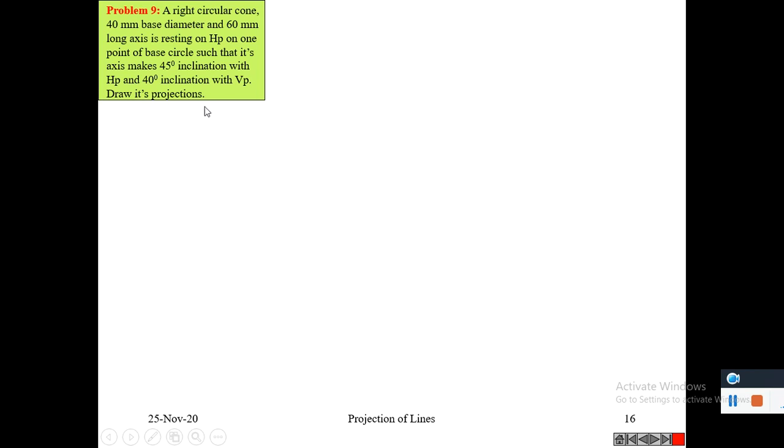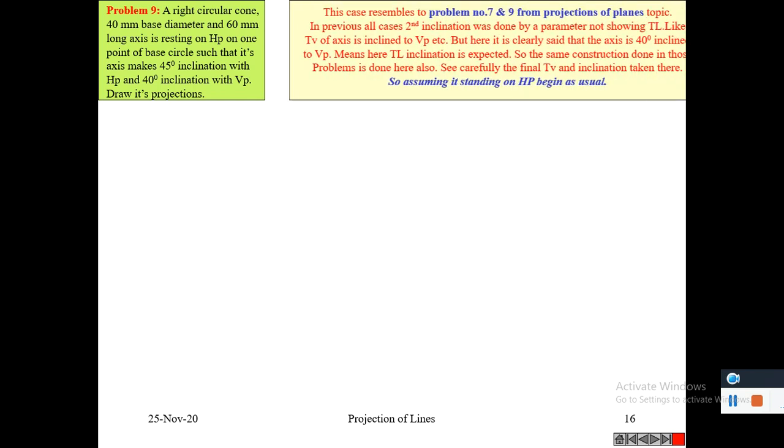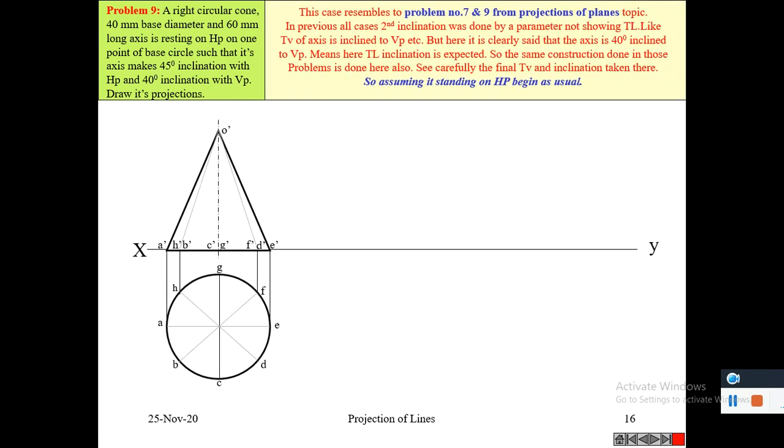A right circular cone, 40 millimeter base diameter and 60 millimeter long axis, is resting on HP on one point of base circle such that its axis makes 45-degree inclination with HP and 40-degree inclination with the VP. Draw its projections. So here the front view and top view of the cone is drawn.